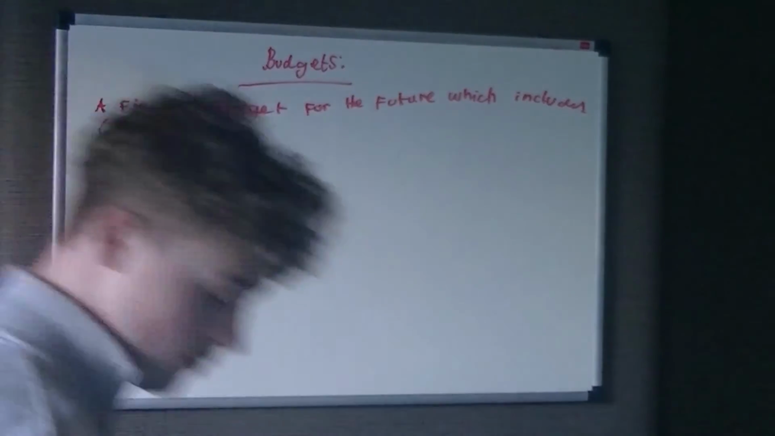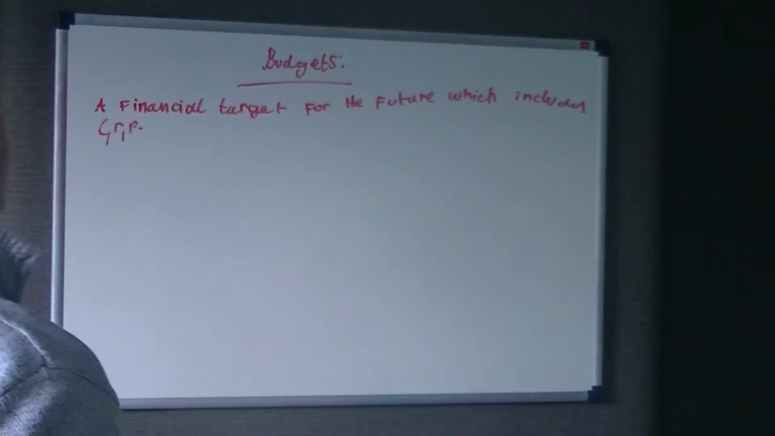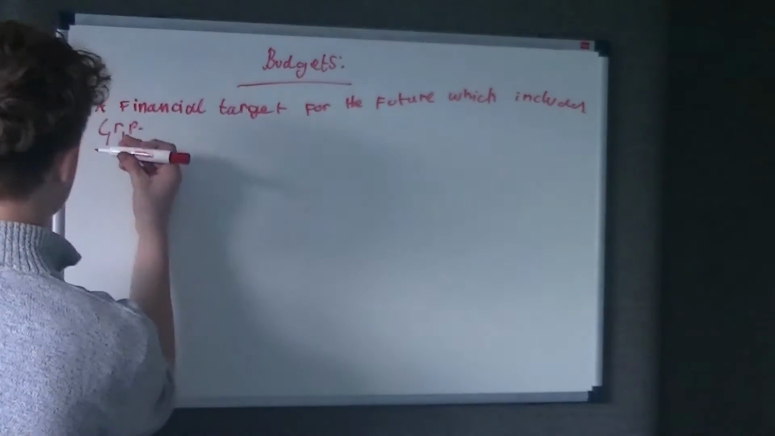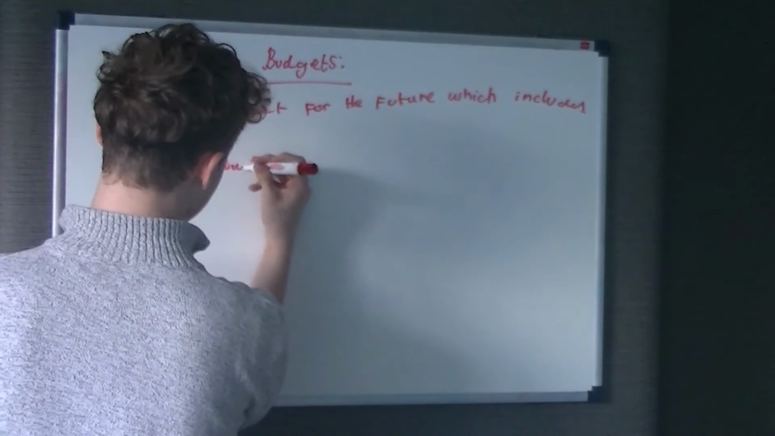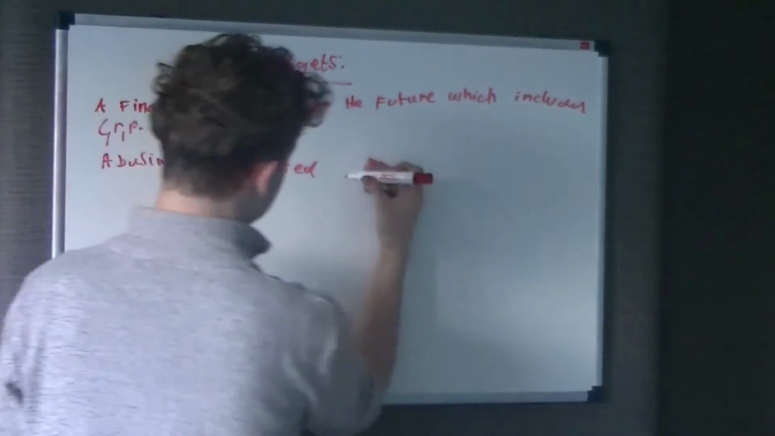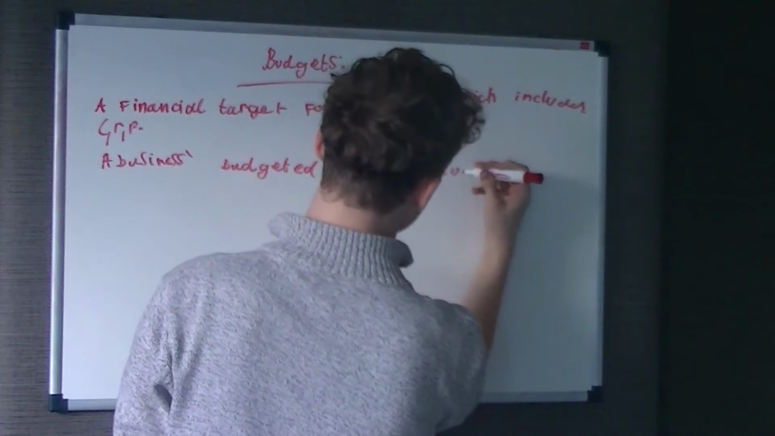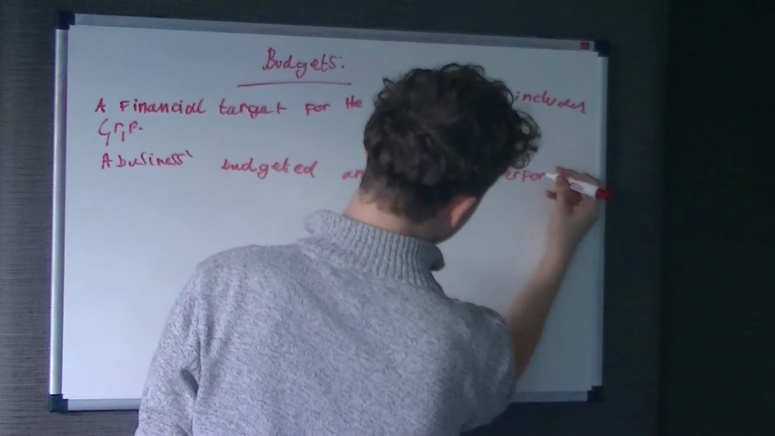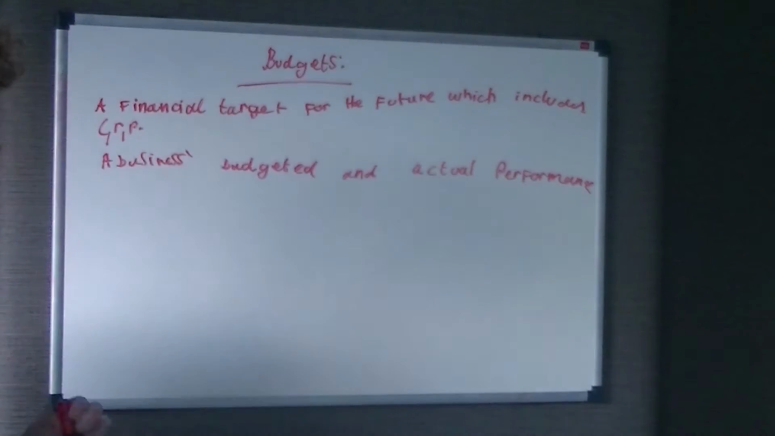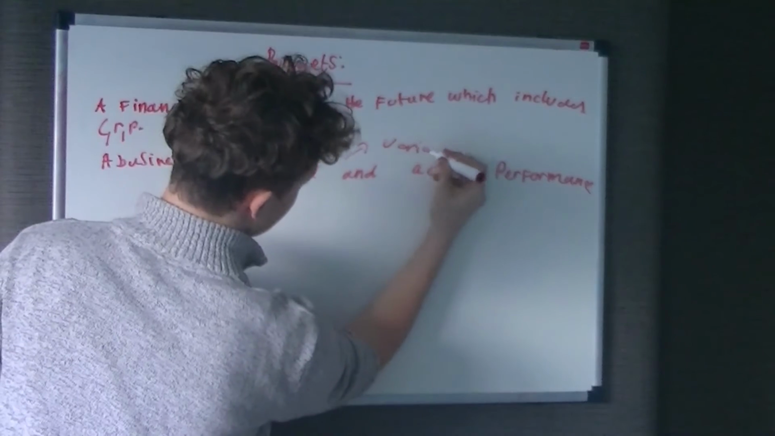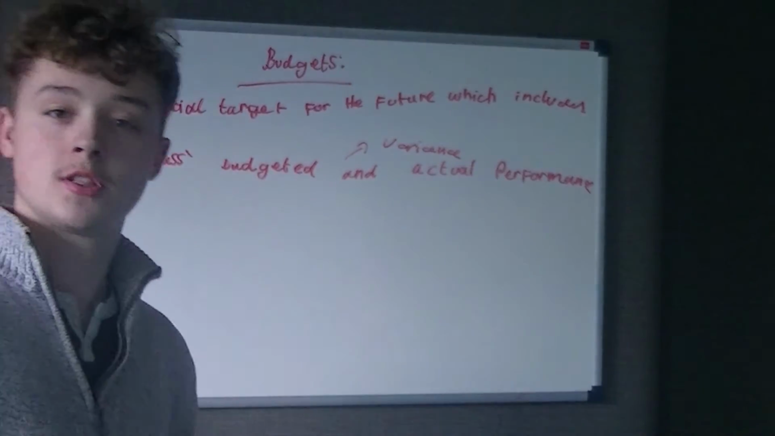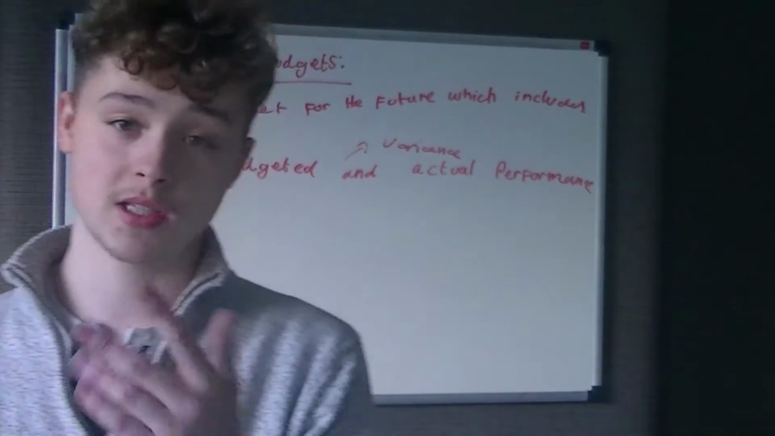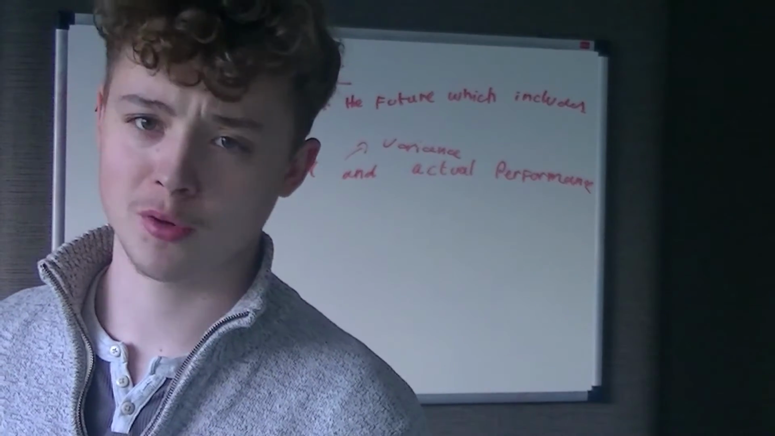So the first thing that you're going to need to know is something called a variance. Now, a variance is the difference between a business's budgeted performance and actual performance. So if you budget to sell 7,000 units and you only sell 2, you need help with business studies.